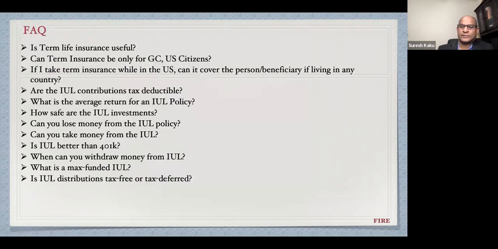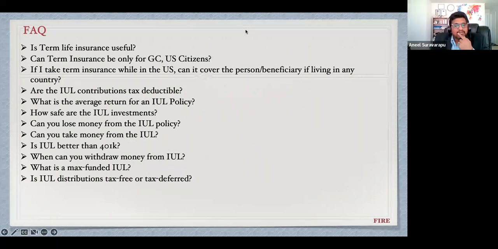So the next one is, we'll go to FAQ. Anil garu, would you want to start? Yeah, sure, Andy. The first one, Andy, is: is term insurance useful?